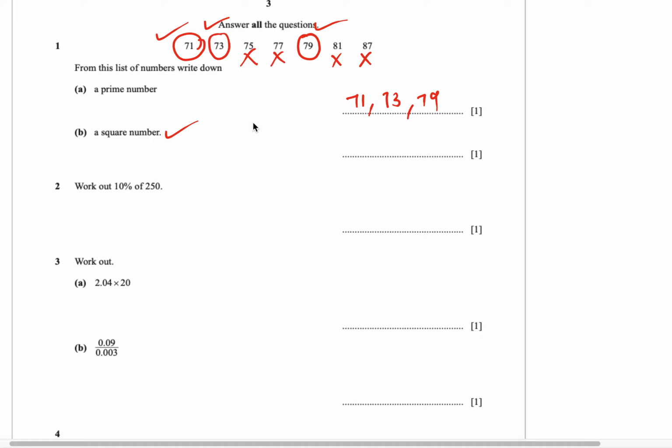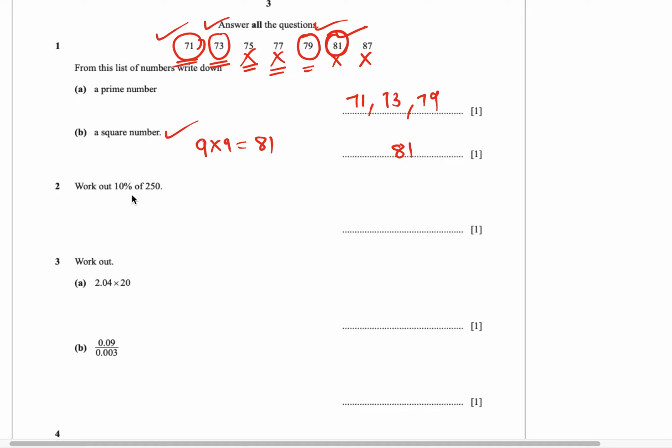A square number. Square numbers are nothing but the numbers which are squares of other numbers, like 1 is a square of 1, 4 is a square of 2, 9 is a square of 3, same way. So 71 is not a square of any number, 73 is also not, 75 is not, 77, 79. Only 81 is the square of 9, because we know 9 nines are 81. So this 81 is the only correct option, right?